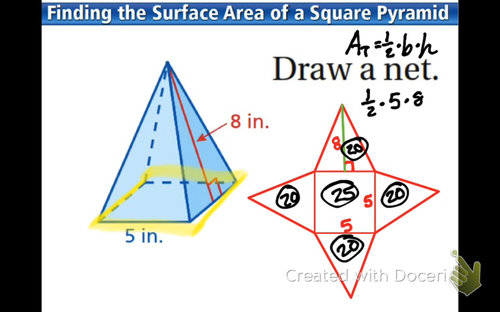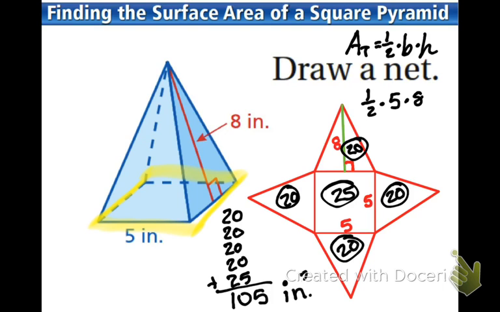Take a second, pause the video, and add up the area to find the surface area for this three-dimensional shape. Alright, so you can see here I have put down the addition. I did the exterior triangles first, 20 plus 20 plus 20 plus 20 plus 25 the base. And that gave me 105, and my units are inches, and because it's area, we're talking squared.